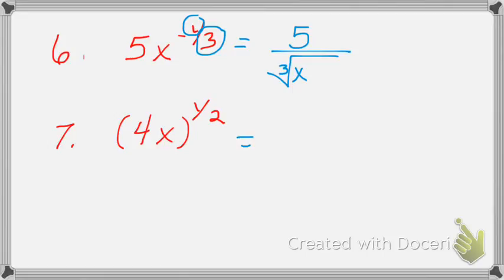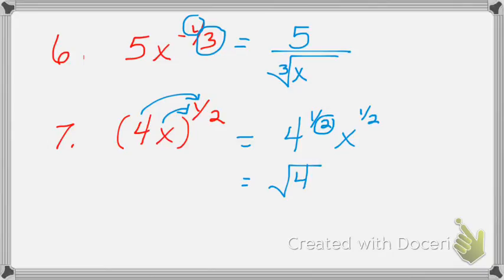Alright, when you have 4x in parentheses to the 1/2, 4 will be raised to the 1/2, and then x will be raised to the 1/2. So it sort of looks like this: 4 to the 1/2, x to the 1/2. Well, then I want to work it out because I don't want these fractional powers. The 2 on the bottom means it's a square root. So square root of 4 and square root of x. I know square root of 4, it's 2. So I get 2 square root of x.